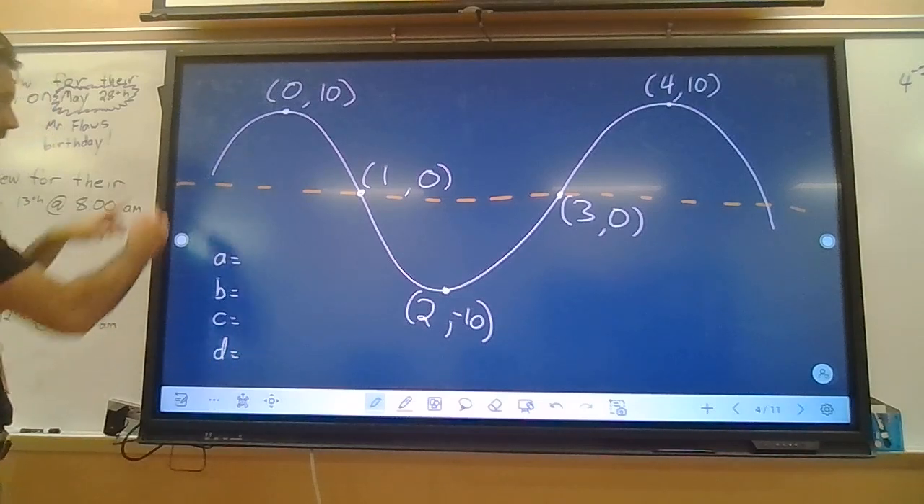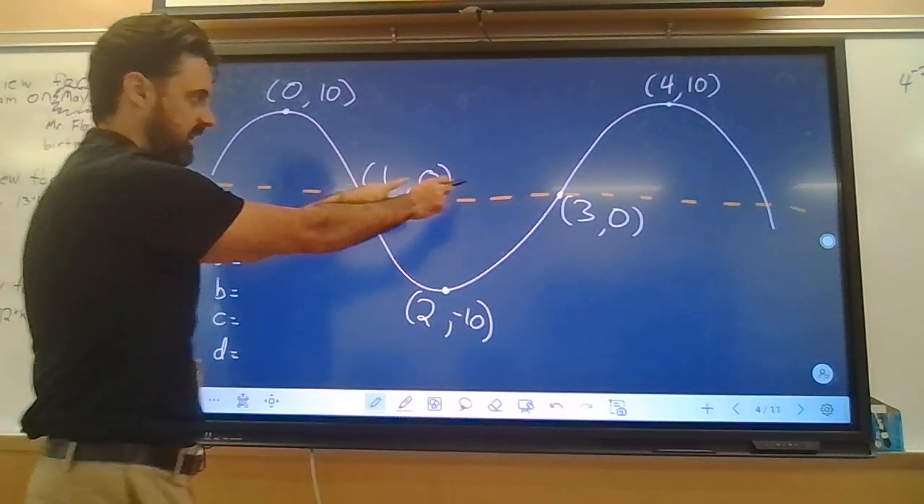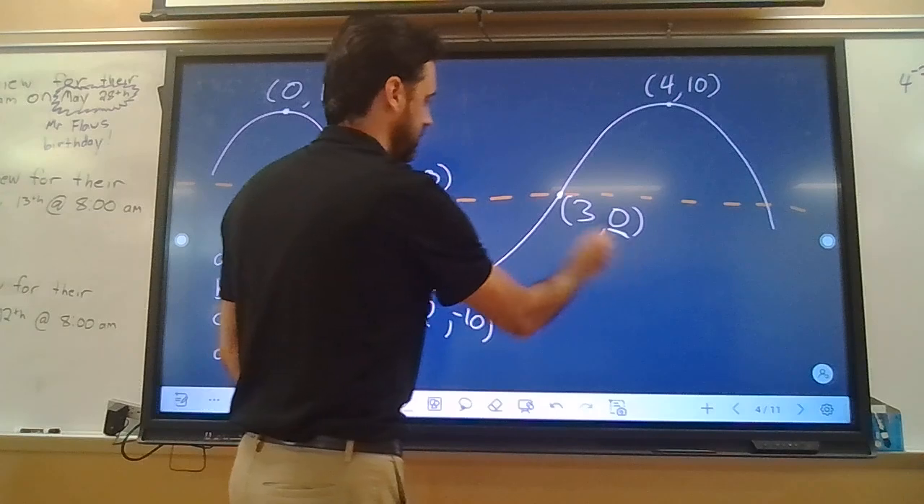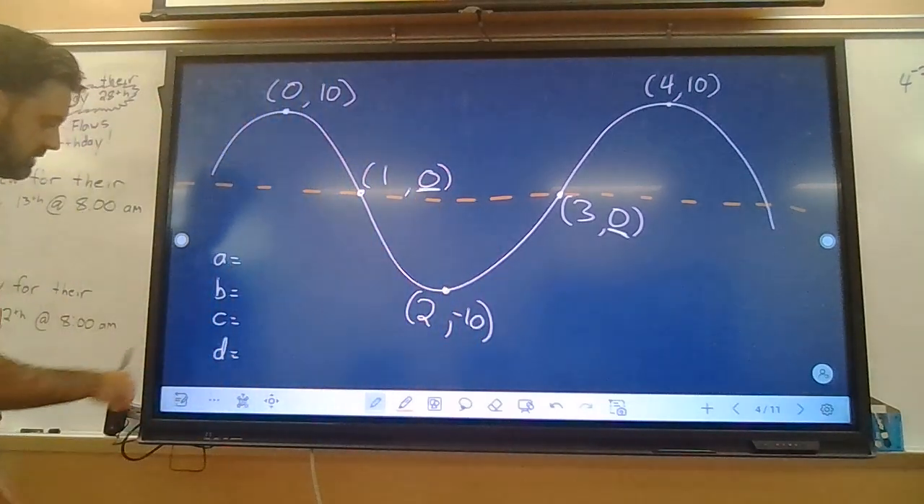D is the midline. Well, what does the midline go through? It goes through this point and this point. What do they have in common? They have a y value of 0. So D would be 0 here.